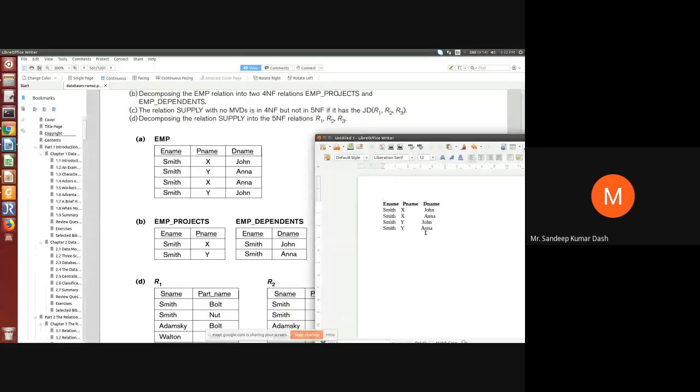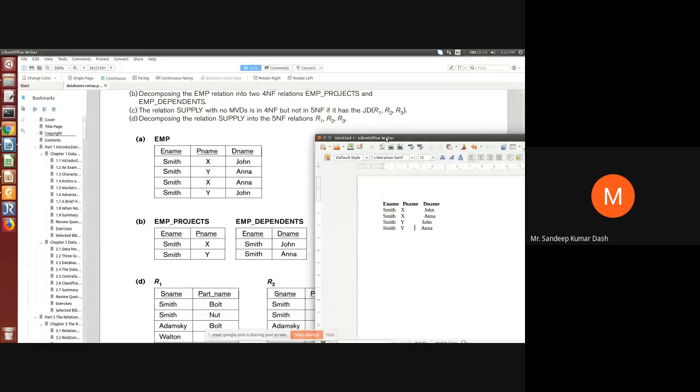Okay. Now you see here, is this your original table or not? Does your original table contain this much data or not? Smith X John is here. Smith X Anna is also here. Smith Y John is here. Smith Y Anna is here. So this is your original table. You got it back. So this kind of join did not introduce any additional row.